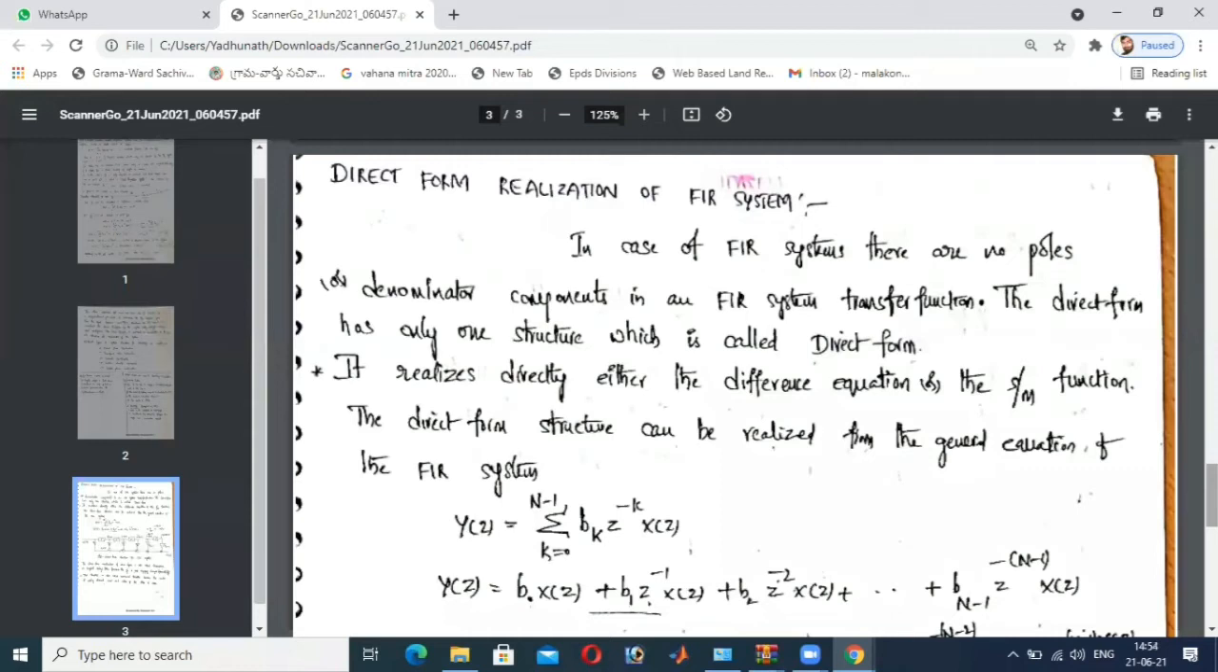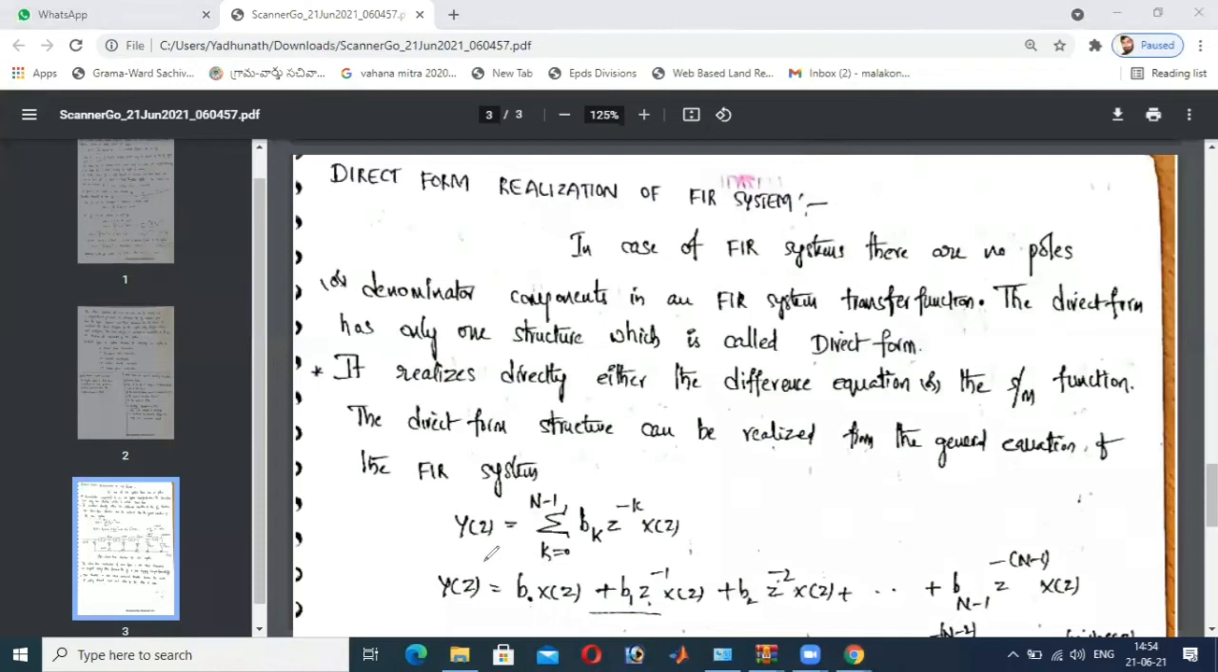Moreover, the direct form has only one structure, which is called the direct form realization. So it realizes the difference equation or system function directly with the help of delays, multipliers, and so on. So let us consider the structure for the realization of a FIR system.